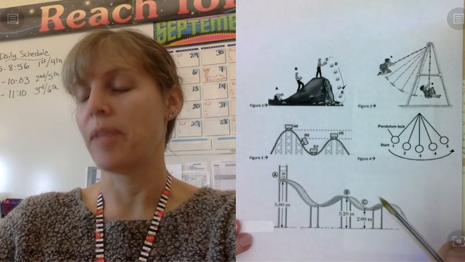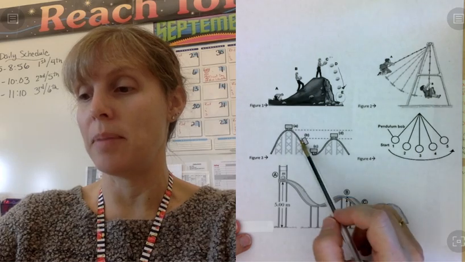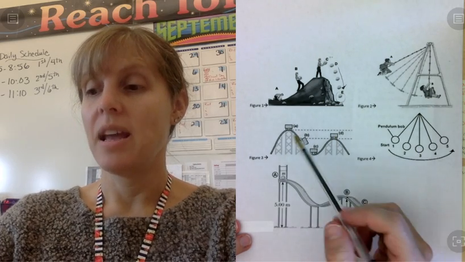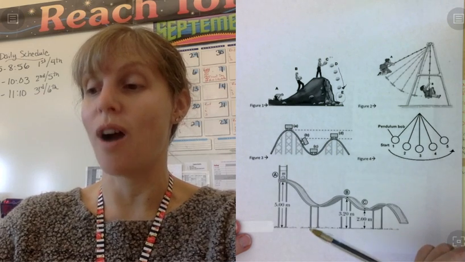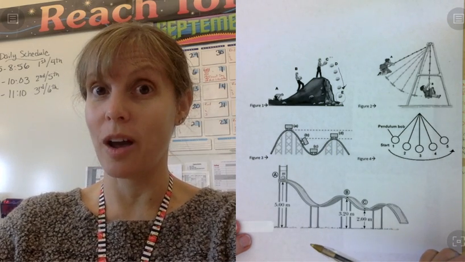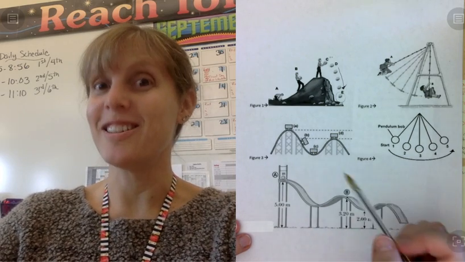Good, good, good. Which cart has the most potential energy? A, B, C, or D? If you guessed A, it has the most potential energy because it's the highest, you are correct. Which one has the lowest? A, B, C, or D? If you guessed C, you are correct.